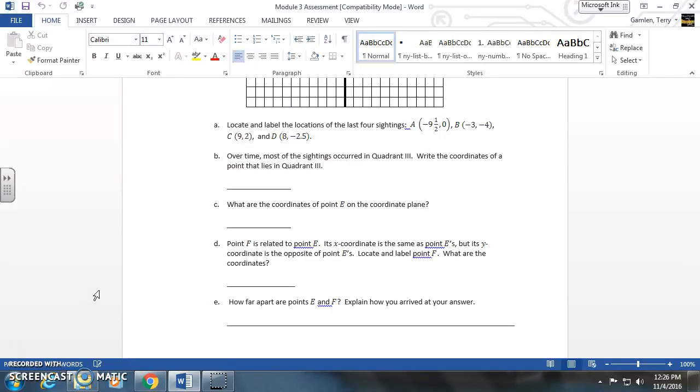What are the coordinates? Part E. How far apart are points E and F? Explain how you arrived at your answer.